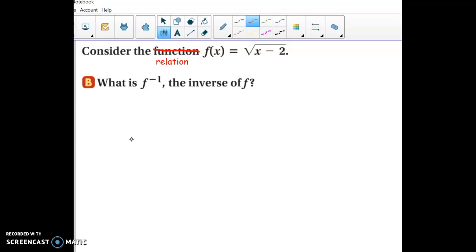But the main part, if you didn't get that last thing, it's not super critical. The main part is to know how to find the inverse. So let's try one more example here. Pause the video and see if you can figure it out.